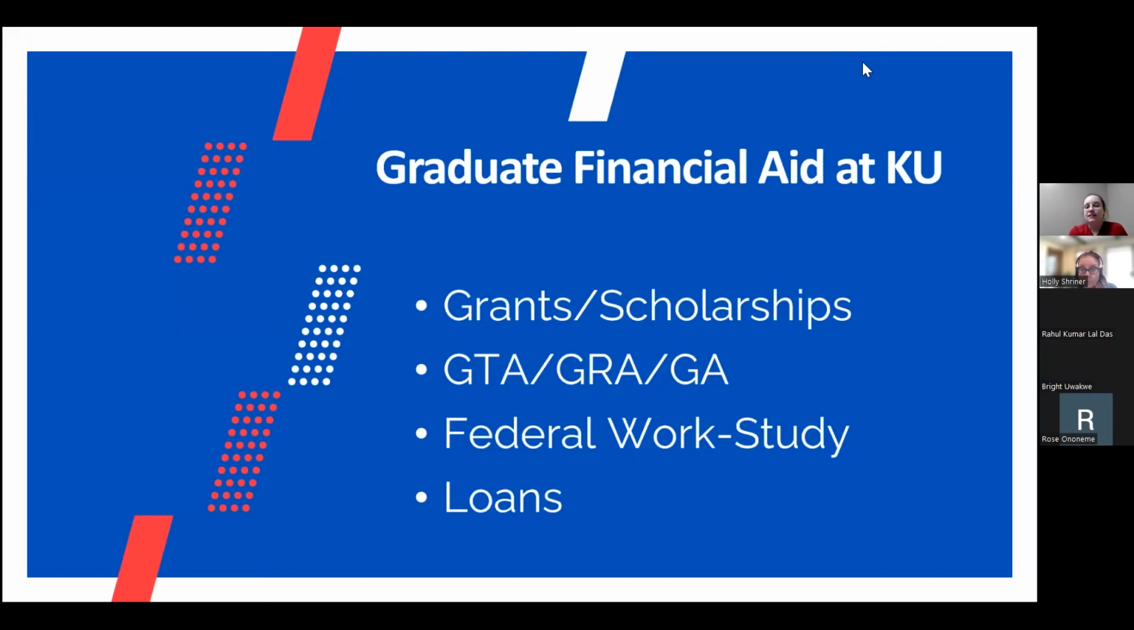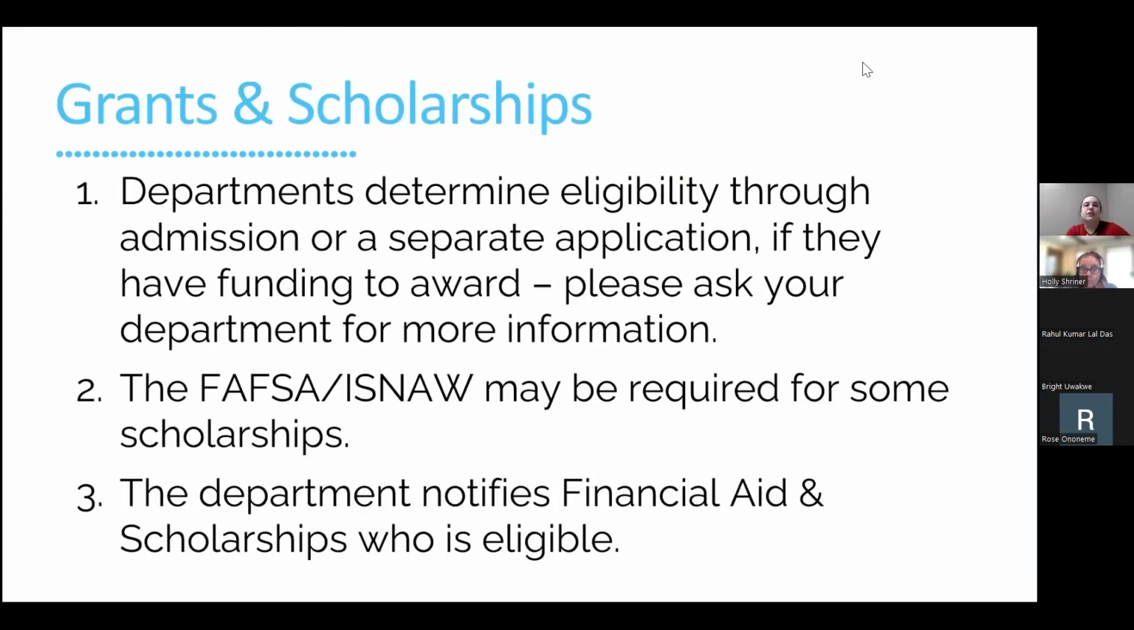And then the next thing we're going to talk about today is graduate financial aid at KU. So this is going to be things like grants and scholarships, GTA, GRA and GA positions, federal work study, and student loans. So for grants and scholarships, typically for graduate students, departments are going to be determining that eligibility through your admissions application or through a separate application. If they have funding available to award, make sure that you're reaching out to your department to make sure that you have all that information about that.